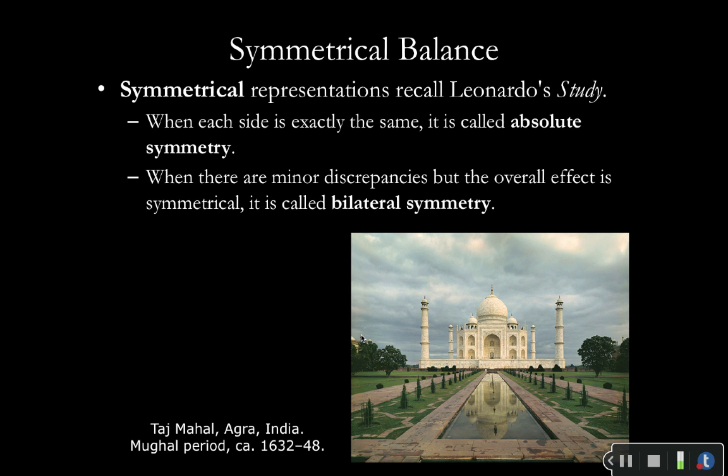That is to say that each side is always exactly the same, and this is what we call absolute symmetry. But there are oftentimes when we've got minor discrepancies, right? When we've got almost absolute symmetry, but we have these minor discrepancies where the overall effect is symmetrical, but there are little differences here and there, causing it to be what we call bilateral symmetry, okay?